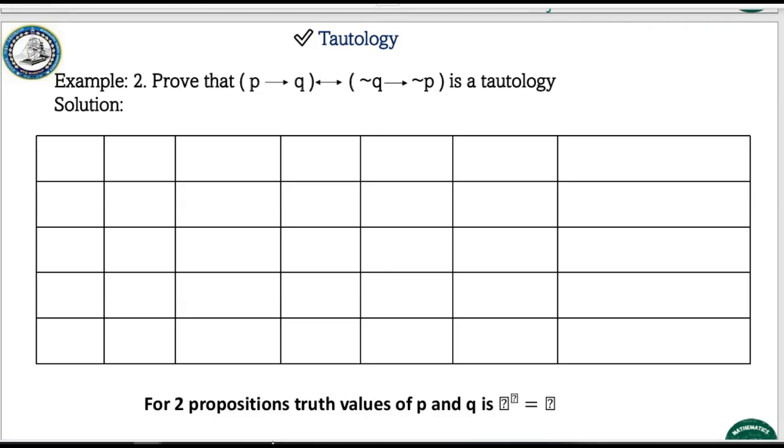So yeah, what will be the next one? Here, 2 to the power of 2 is 4, so we'll be writing 4 rows and 1 extra. Then we have only 2 variables, P and Q.